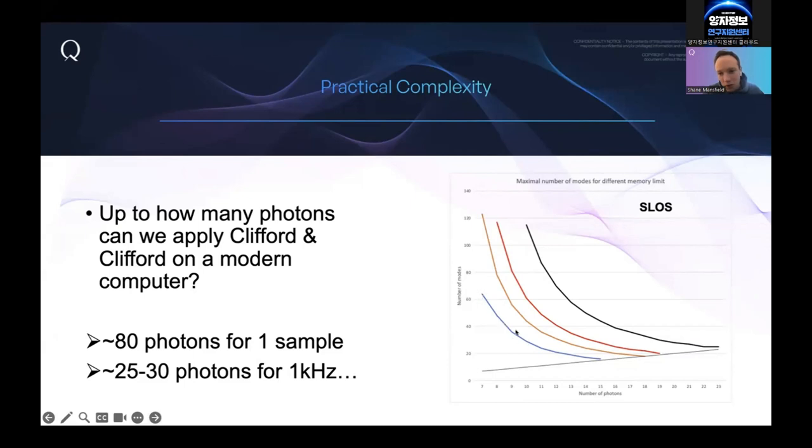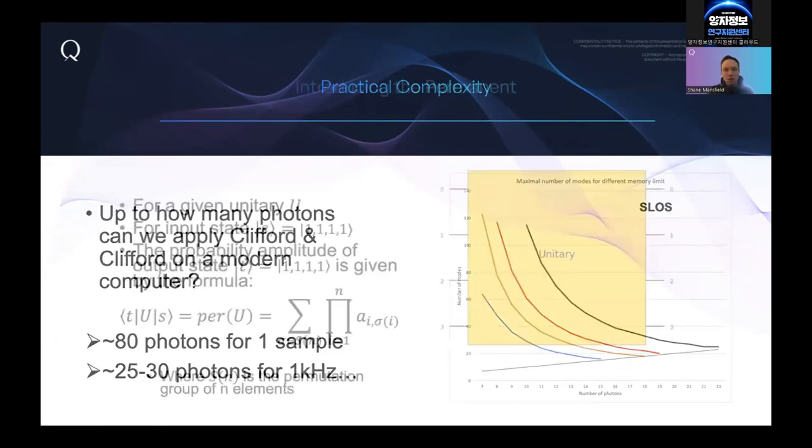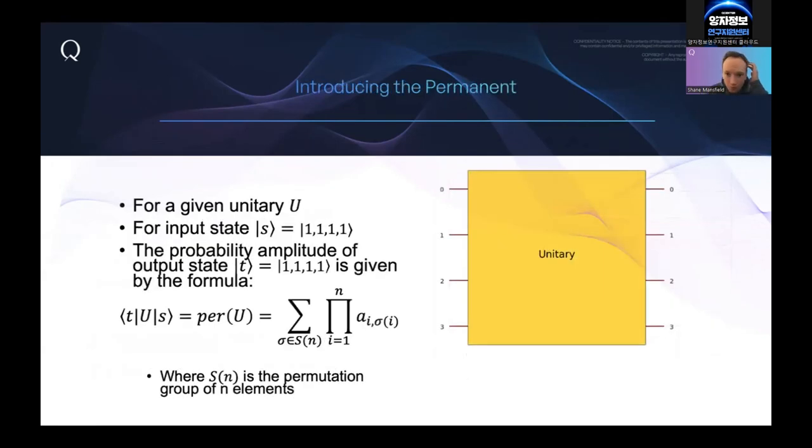And so probably what you can achieve on your laptop is closer to this blue curve. What you can get on your laptop is maybe something like 12 photons in up to 20 modes, something like this, for strong simulation. So that's to say that these are relatively small numbers of photons and modes. And already, if you try to use the state-of-the-art simulation methods, you're just hitting a brick wall.